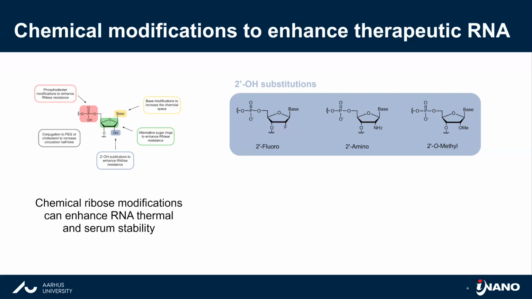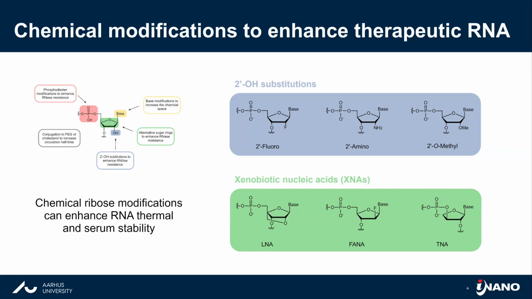One modification we also use in our lab is, for example, the 2' fluoro modification, where the 2' hydroxy group is replaced with 2' fluoro. This is already shown to increase the stability, and we normally use it in all pyrimidine bases. But we can also exchange the ribose with another ribose trigger to increase the serum stability. There we have, for example, the LNAs or TNAs, and I want to focus on the LNAs.